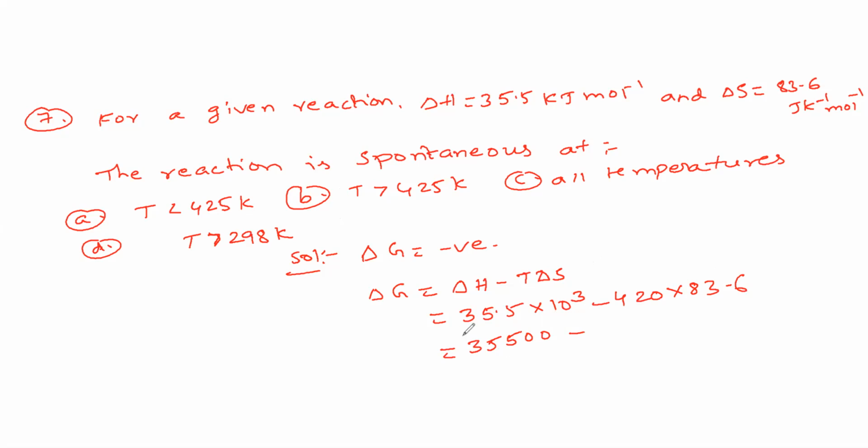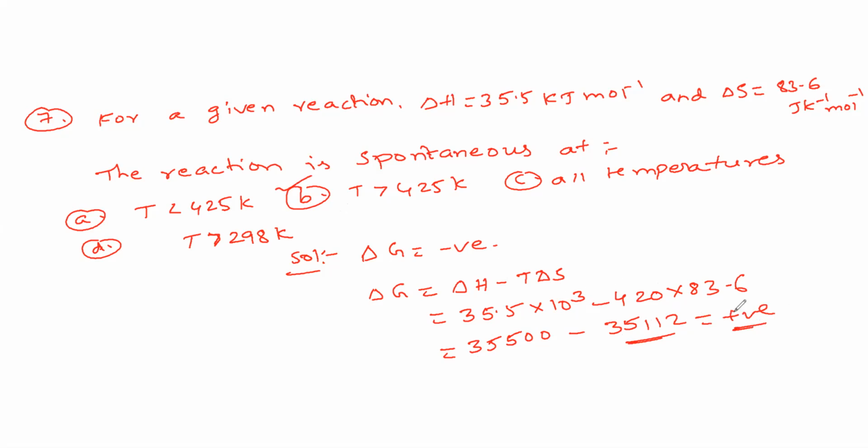Otherwise, it is not spontaneous. So let us see 420 into 83.6. It is 35,112, so it is lesser than 35,500. If you take 425 also, you'll get less. So automatically you'll notice that the temperature should be greater than 425 kelvins because then this becomes a positive value.